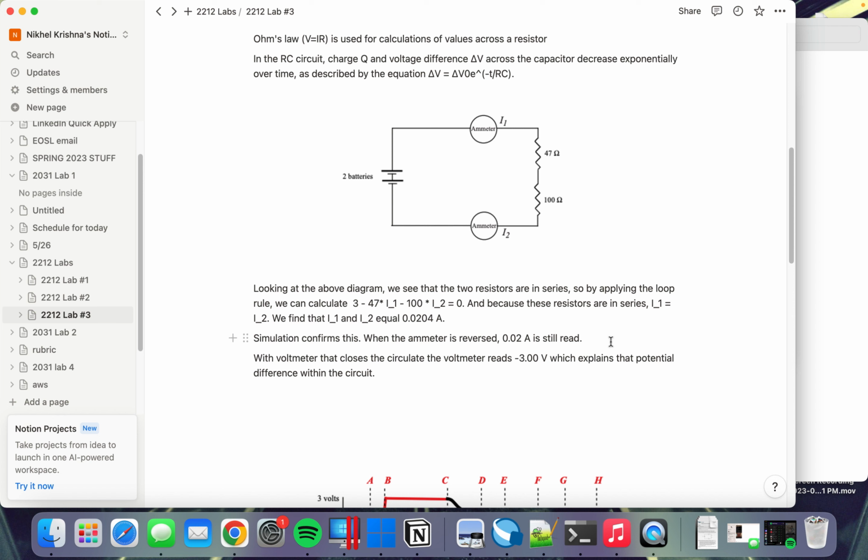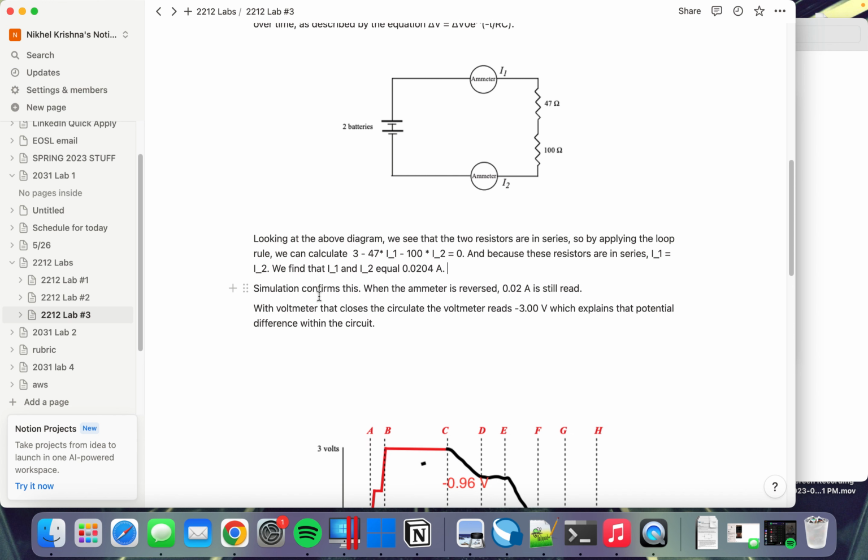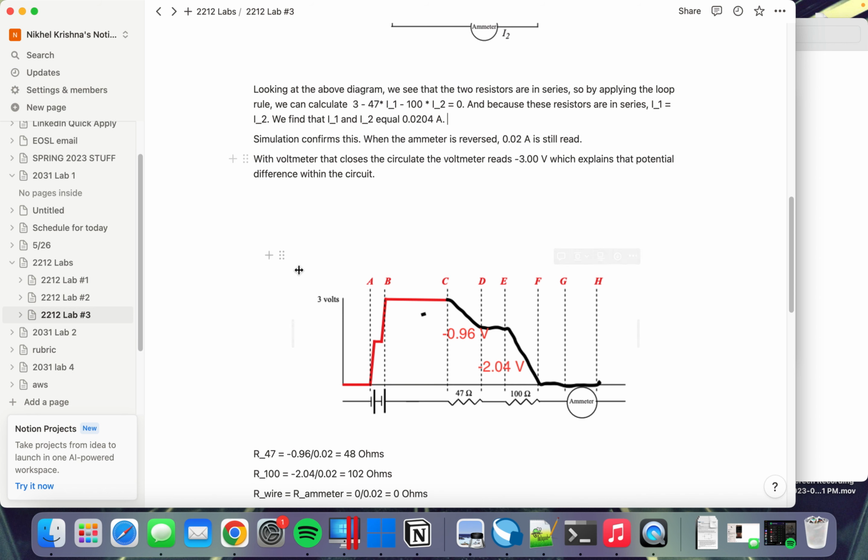And when we simulate this on the circuit simulator, we confirm this value as 0.02 amps read from the ammeter. Using a voltmeter that closes the circuit, we get a reading of -3 volts, which makes sense due to the loop rule, given that the EMF of the circuit is going to be 3, and to counteract it to make the whole closed loop 0, we would have a -3 voltage drop.